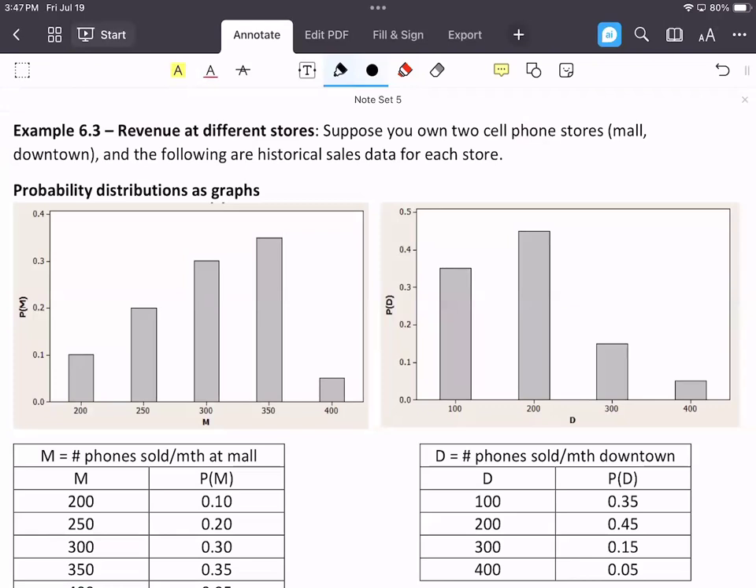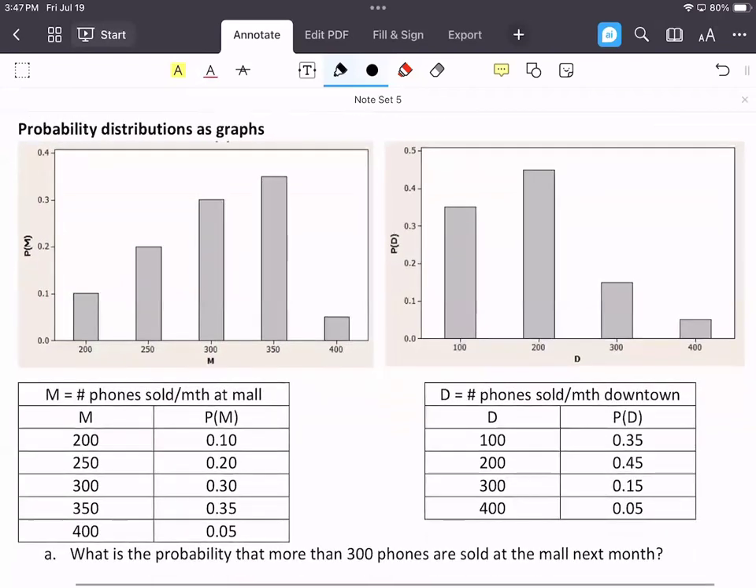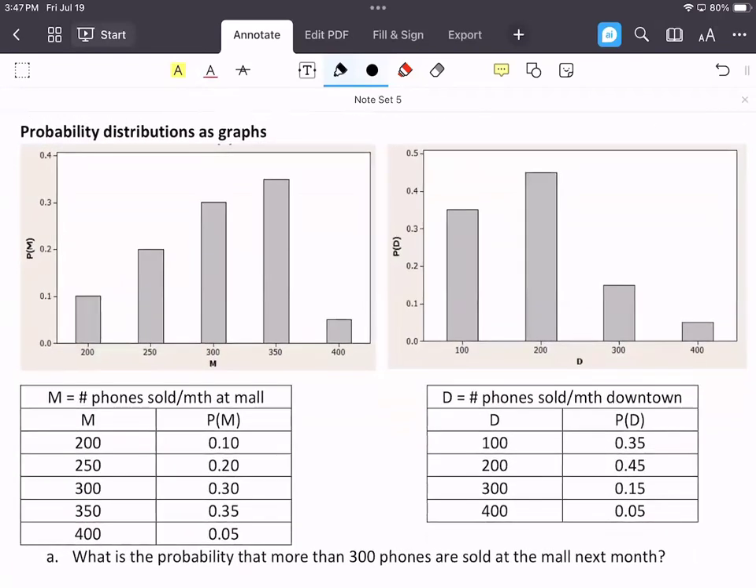Now you're going to notice that the probability distributions are shown in two ways. One way is as graphs, and the other way is in tables. Honestly, it's usually easier to read them in a table format. But can this also be displayed graphically? Definitely. This was just a quick and dirty way to show you that it can be displayed this way.